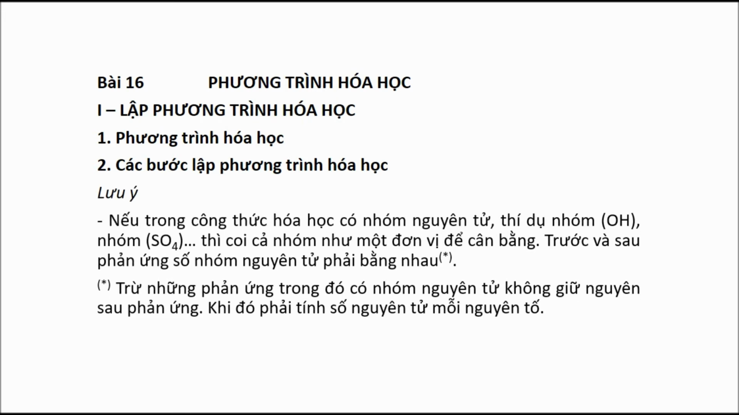If there are groups of atoms in chemical formulae such as the OH group and the SO4 group, they are considered as a unit to be balanced. The number of groups before and after the reaction must be equal. In some reactions in which there are groups of atoms that do not remain the same after the reaction, it is necessary to calculate the number of atoms of each element.